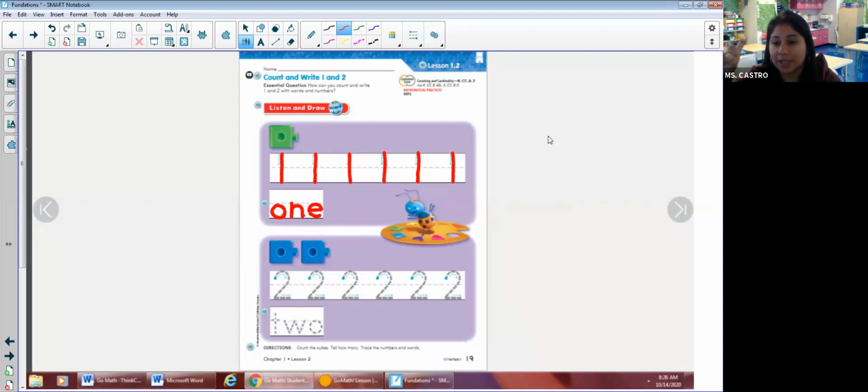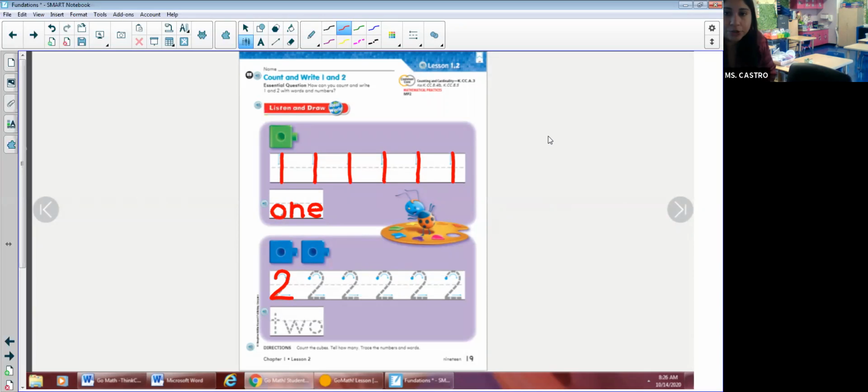Now we're going to go to the bottom of the page where you see the blue counters. So you're going to take your magic finger, and now you're going to count with Ms. Castro. 1, 2. So here we have 2 blue counters. So to make the number 2 as a number, you're going to trace what they have there. Start at the blue dot, go up, around, down, and out. And that's how you form the number 2.